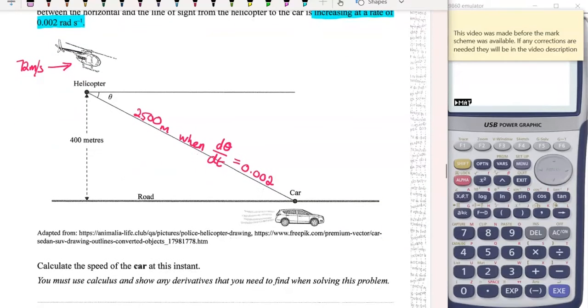Okay, now if this angle here is theta, this angle here is also theta. We might want to use that a bit later. And I'm going to call this distance here x. So the distance along the road between where the helicopter is and where the car is, that is x.